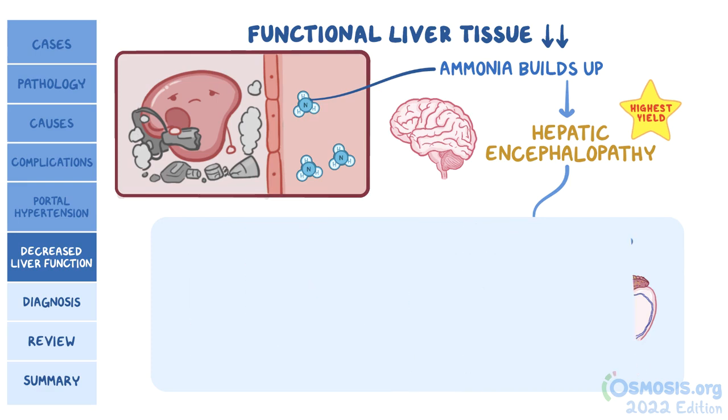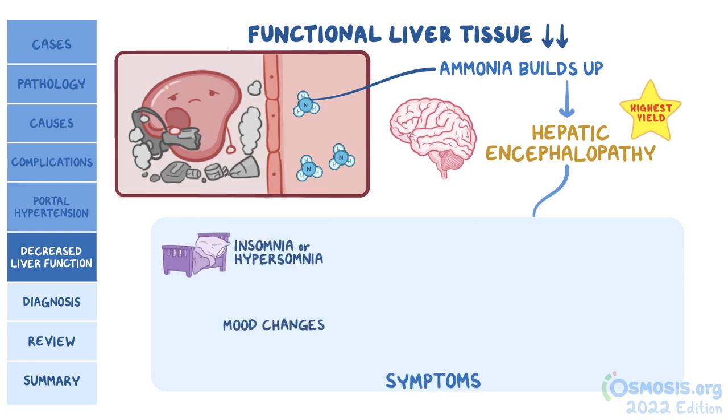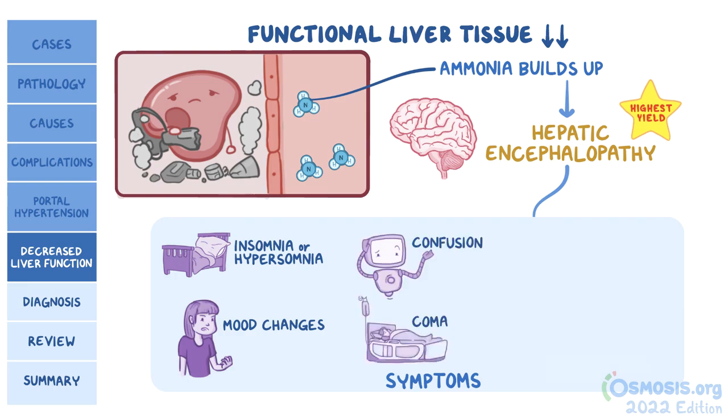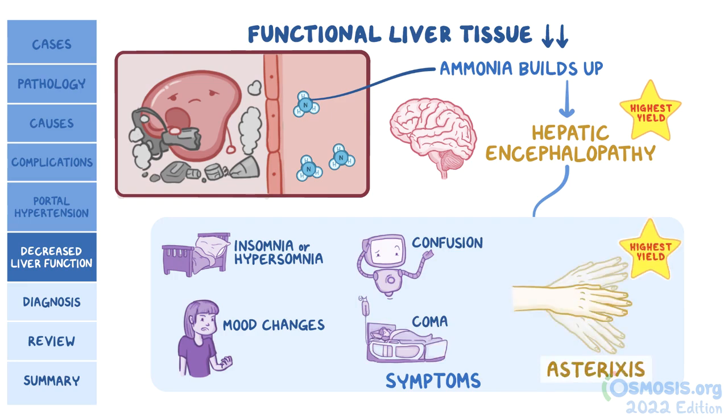Hepatic encephalopathy presents with symptoms like insomnia or hypersomnia, mood changes, along with confusion, and even coma in some cases. For your exams, remember that the telltale sign is asterixis, a flapping tremor of the hand that appears when the wrist is extended, like a bird that's flapping its wings.